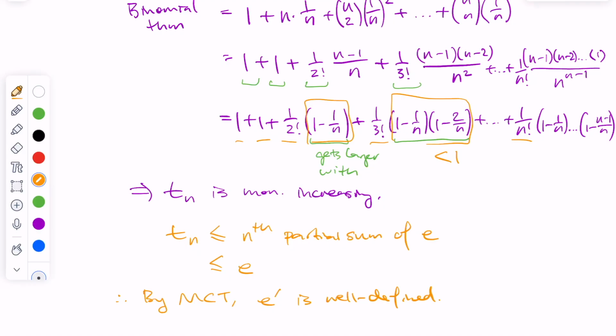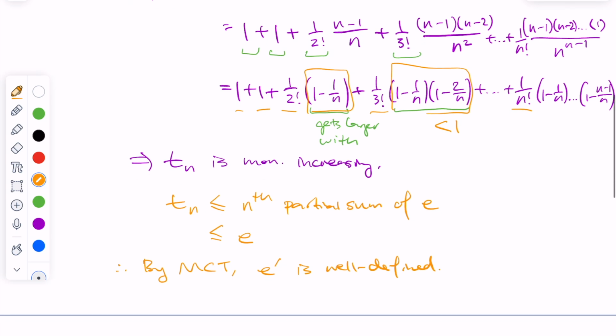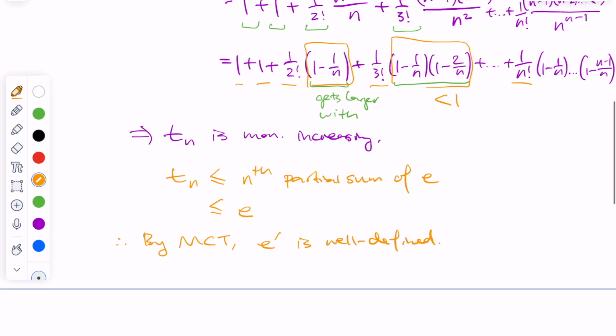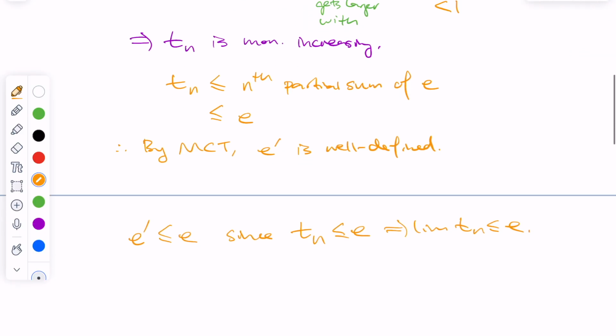Okay. And now, finally, we have these two well-defined numbers, e and e prime, and we already know one relation. We know that e prime is less than or equal to e because every one of the Tn's is less than or equal to e. So therefore the limit of the Tn's is also less than or equal to e. Right? So e prime is less than or equal to e. So it remains to show that e is less than or equal to e prime.